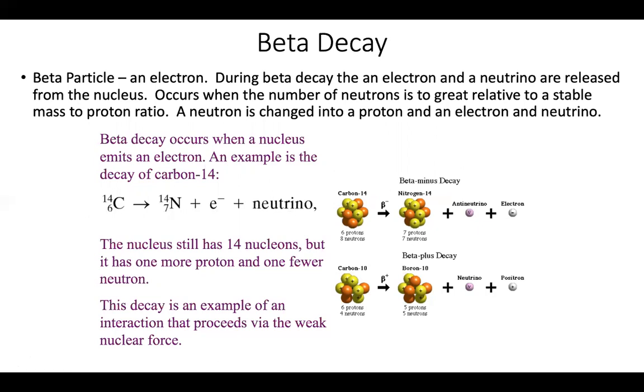I'm not sure what a neutrino is, to be honest. I don't know what effect the neutrino has. I'm not even sure how they found this thing, because it's chargeless and massless. So I'm not entirely sure how physicists found the neutrino to begin with. All right, so that's beta decay.